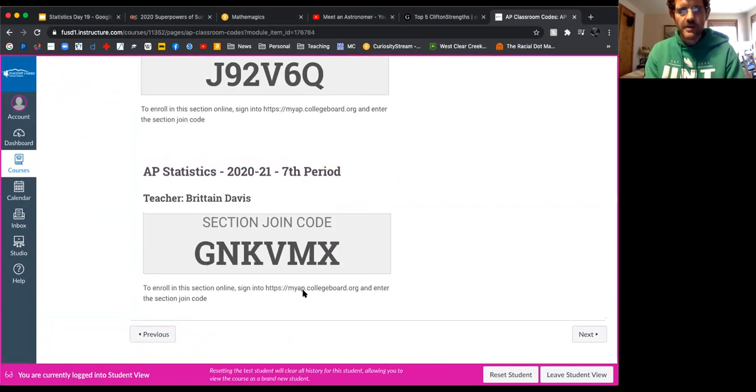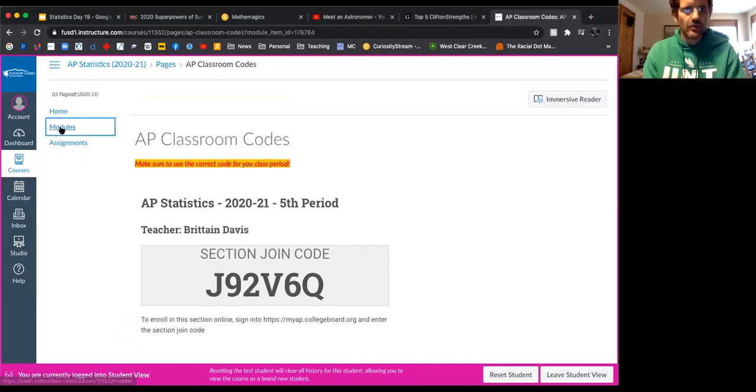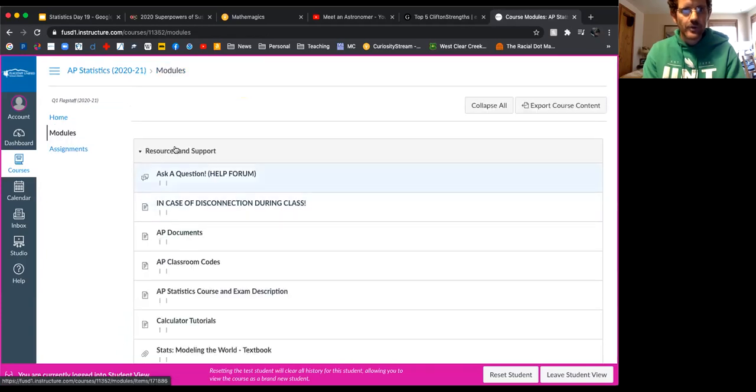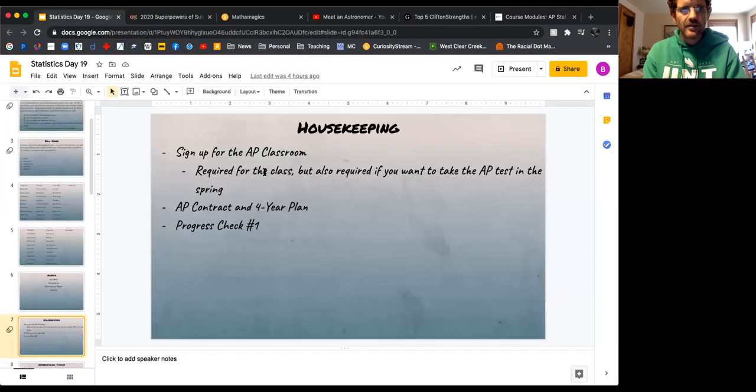You have to go to myap.collegeboard.org. You need to create an account if you don't already have one for a different class. And once you've got an account, you would just put this code in and you will join the AP Stats class. You do need to be part of it. Here's the code you need to get that done. Okay, so again, just to show one last time where I got that, under Resources and Support, you have your AP documents and classroom codes. And that is that. I think that's everything that needs to be mentioned.